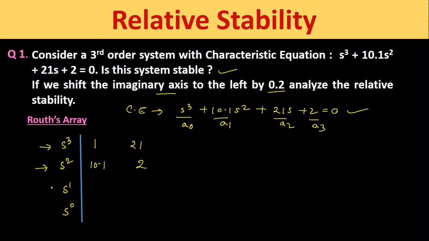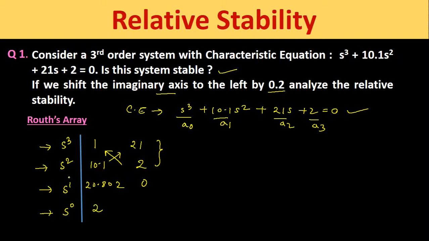Now we have to construct the s to the power 1 row using this s to the power 3 and s to the power 2 row. So first term in the s to the power 1 row will be 10.1 into 21 minus 2 into 1 divided by 10.1. So when we solve this, we will get 20.802, and next term in the s to the power 1 row will be equal to 0, and in the first term of the s to the power 0 row we will have 2.